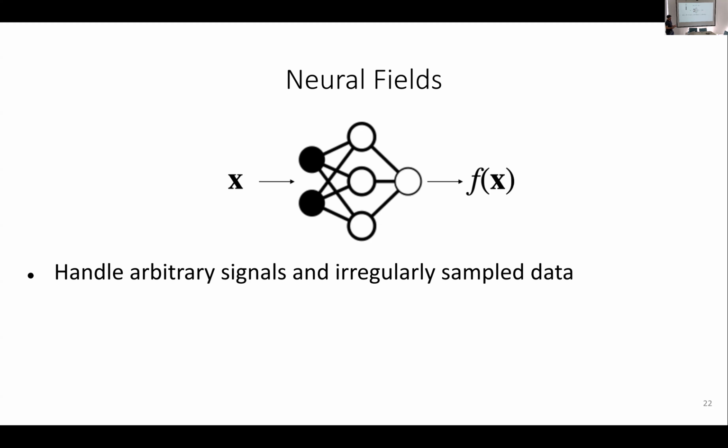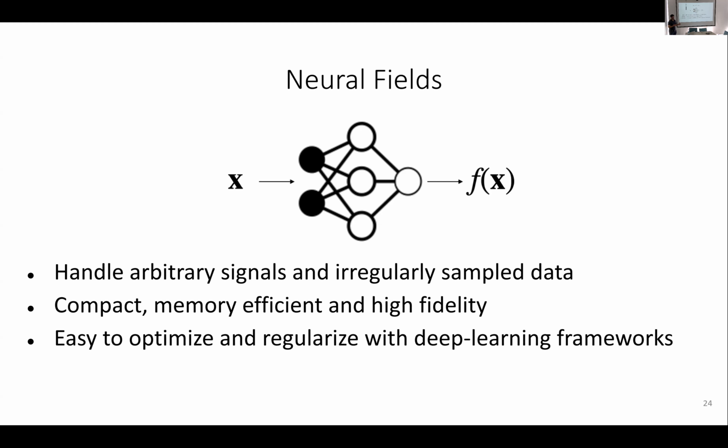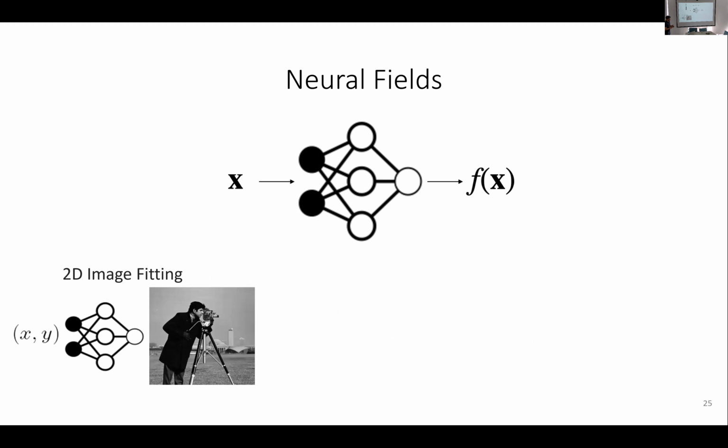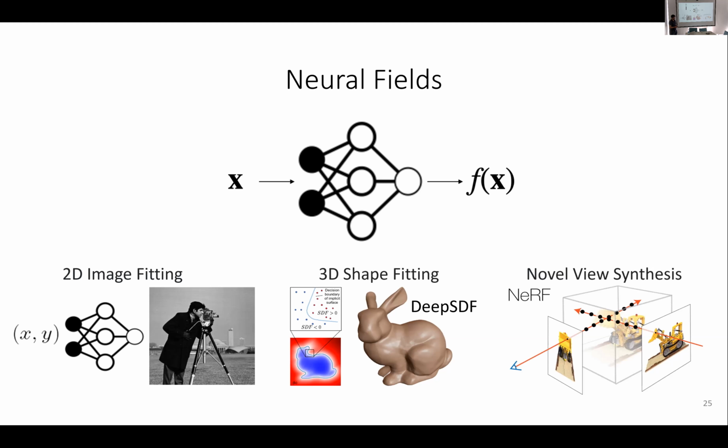And recent work has shown that these representations are actually very useful. They can handle RGB signals as well as signals that are not represented on a regular grid, such as 3D shapes. They're very compact, memory efficient, and they can represent high fidelity signals, and they're also very easy to optimize and regularize, as with every deep neural network framework. And so neural fields have been shown to be useful in a variety of applications, such as 2D image fitting, 3D shape fitting, and novel view synthesis.